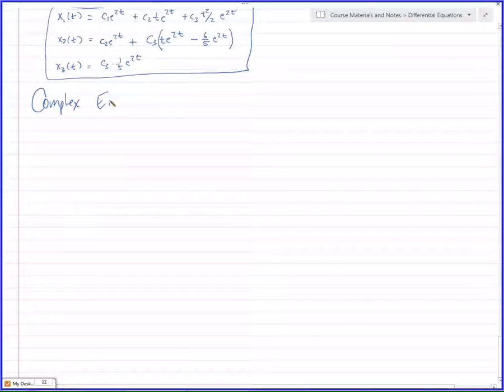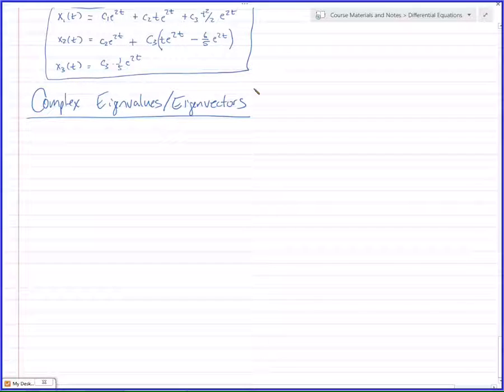Complex eigenvalues and eigenvectors. All right, so example. dx/dt is 6x minus 7y, and dy/dt is equal to 5x plus 4y.